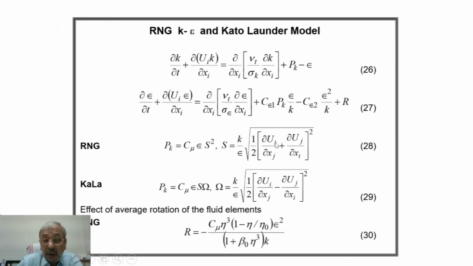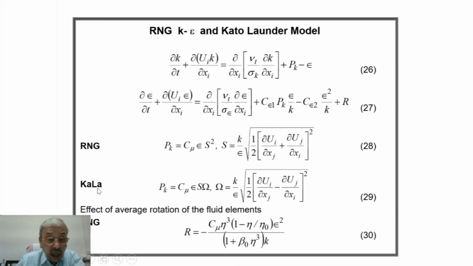For each i equal to 2, again j will be 1, 2, 3. For i equal to 3, j will be 1, 2, 3. You get the full term. That is basically the production term, and that is there in the RNG model.